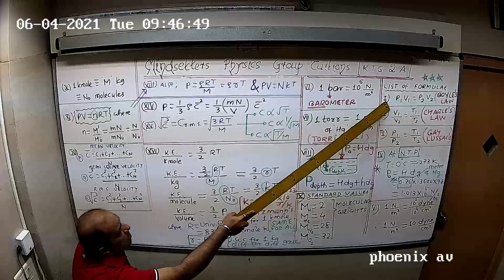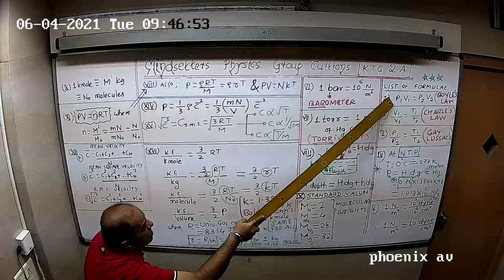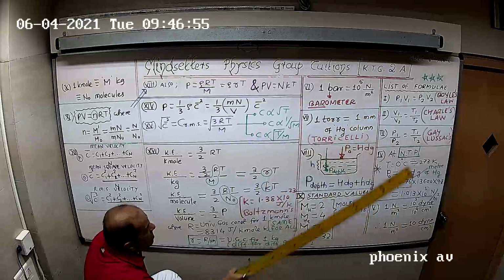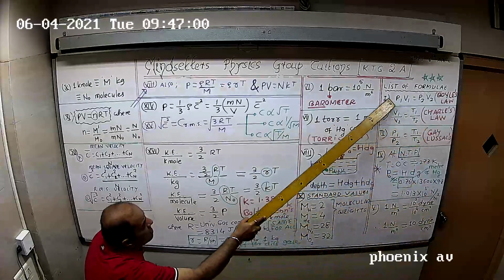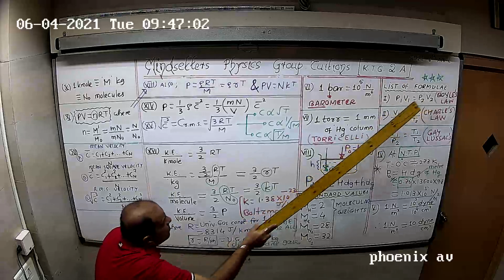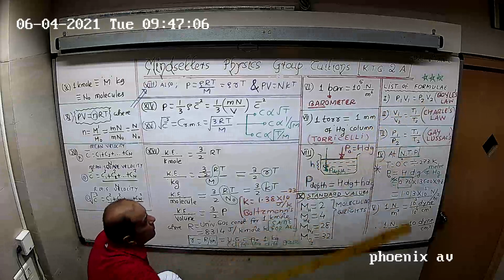First is Boyle's law. Boyle's law says that pressure is inversely proportional to volume at constant temperature. That means the product of pressure and volume remains constant. That means if pressure is increasing, volume is decreasing, and vice versa. So we get the first formula: P1V1 is equal to P2V2.